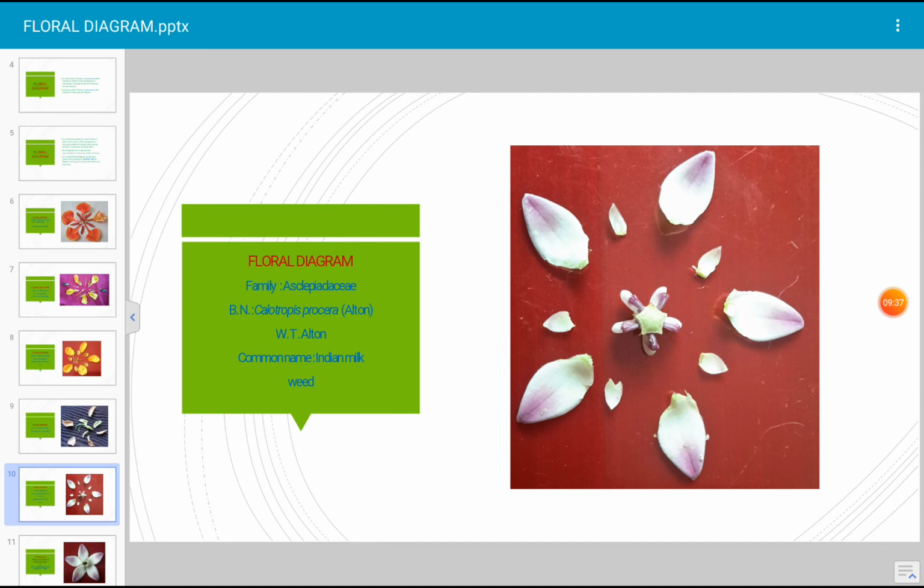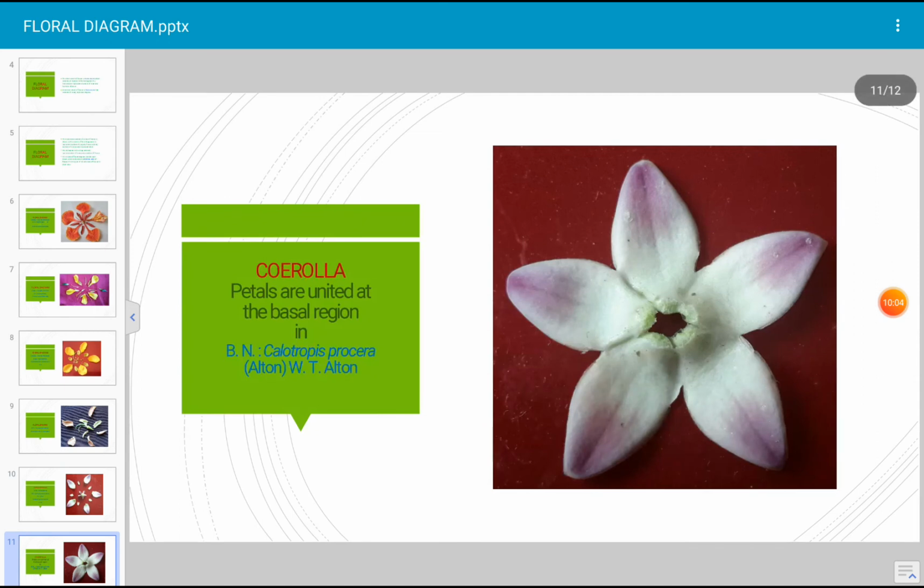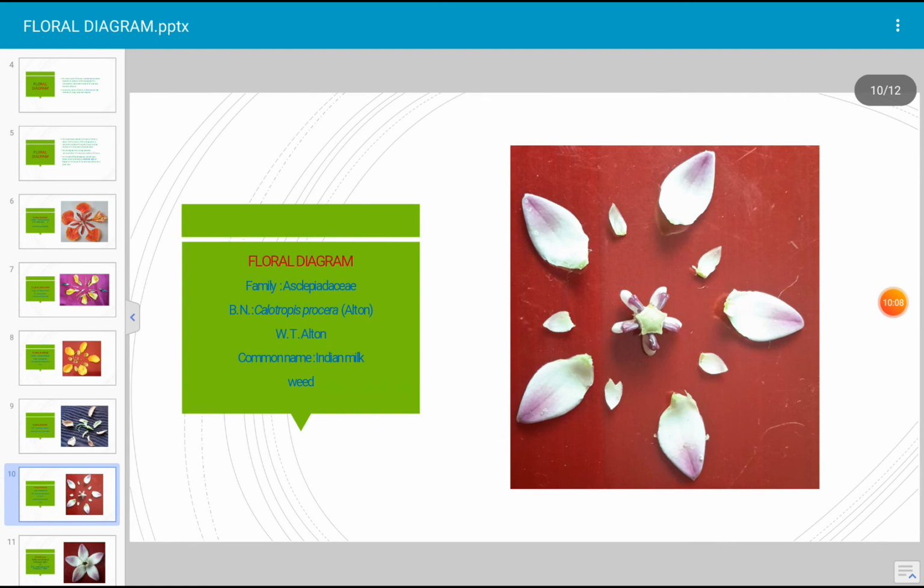Okay, next. This is a floral diagram of Calotropis procera, and its common name is Indian milkweed, and this is a member of Asclepiadaceae. In this, the calyx consists of 5 sepals, and petals are 5, but half of the region of the petals is united. See, this is the figure of united petals, and at the center the stigma is there, to which the stamens are very closely attached.